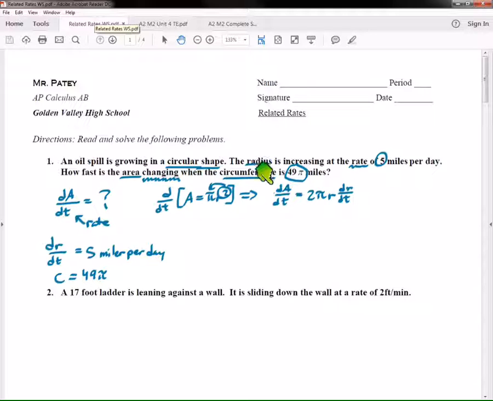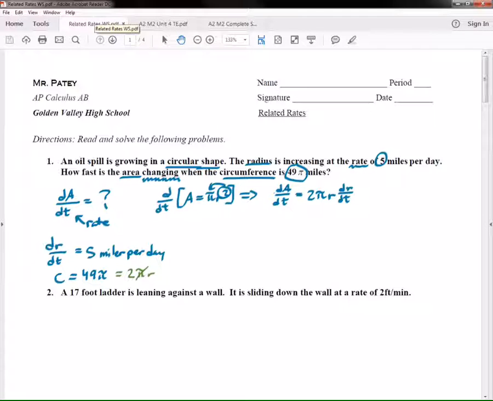Now, can we find dA over dt? Almost. dr over dt is 5, so we're going to plug a 5 into that spot, but we need to have an r. How are we going to find that r? Well, there's one piece of information we haven't used yet. Circumference is 49 pi. Do you guys know the formula for that? No. It is 2 pi r, or pi times d, which is diameter. Oh, yeah. So I'm going to use r because that's what we're actually looking for. We're looking for the radius. And now I just have to solve for r.